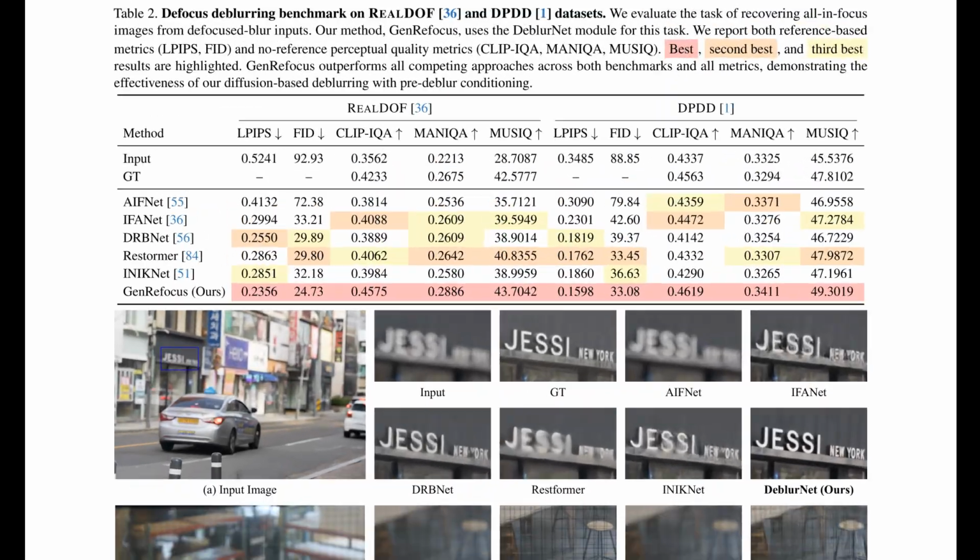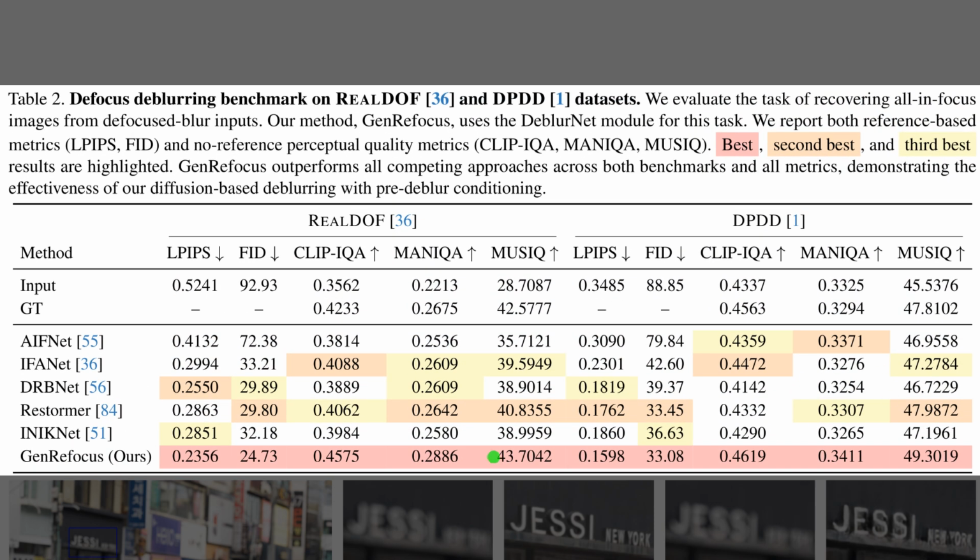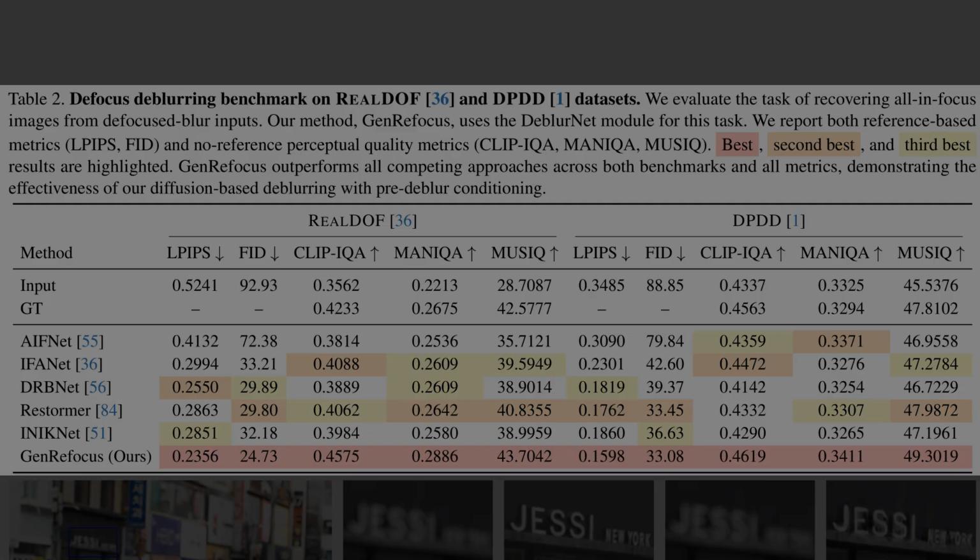Table 2 shows that the DeblurNet stage is not just plausible visually, it also wins on standard perceptual metrics for recovering an all-in-focus image. The left half reports results on real DOF, where lower LPIPS and FID mean closer to the ground truth, and higher CLIP-IQA, MANIQA, and MUSIQ mean better perceived quality. The right half repeats the story on DPDD. Generative Refocus lands the best scores across every column, which supports the choice to use diffusion with pre-deblur conditioning.